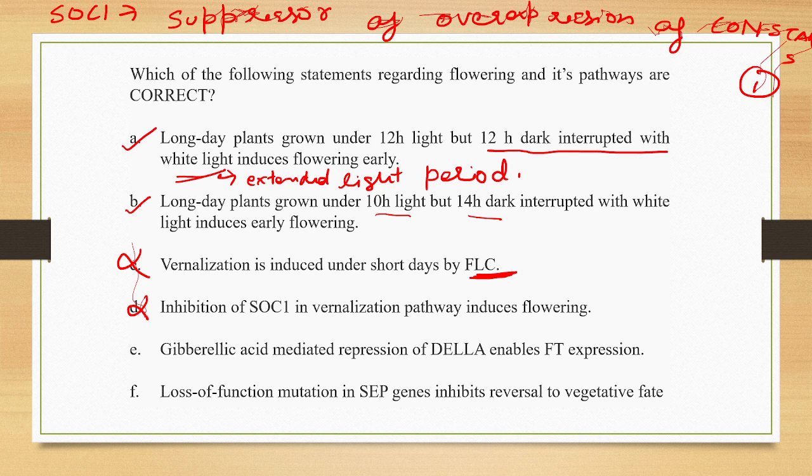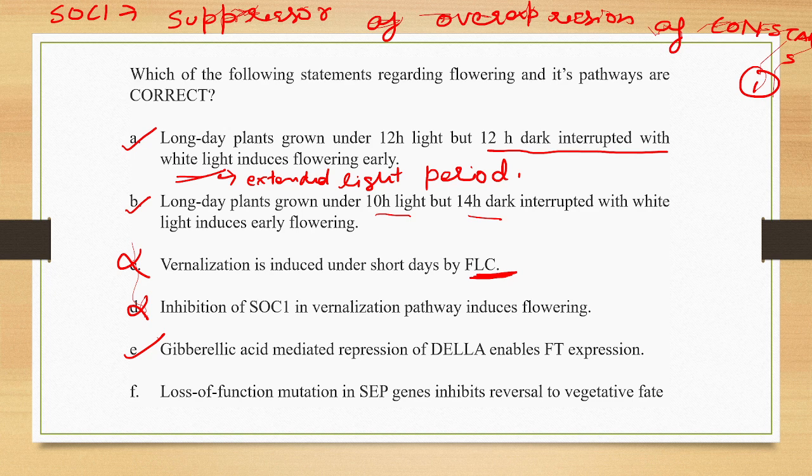Then, gibberellic acid mediated repression of DELLA enables the FT expression. This is a correct statement. Why is it correct? Because gibberellic acid plays a role in flowering by repressing DELLA protein.